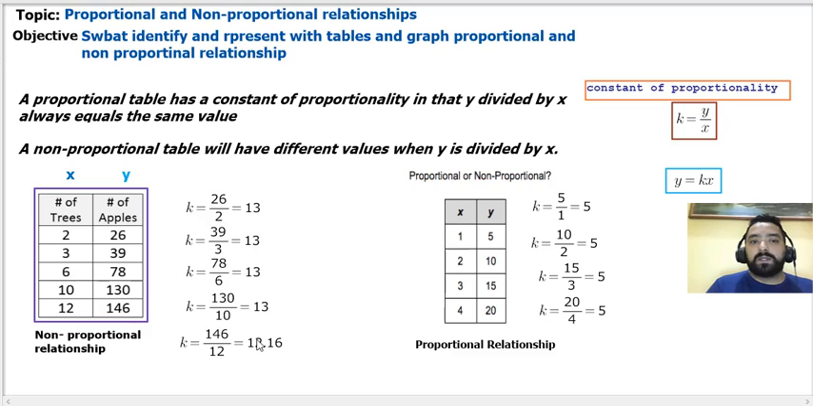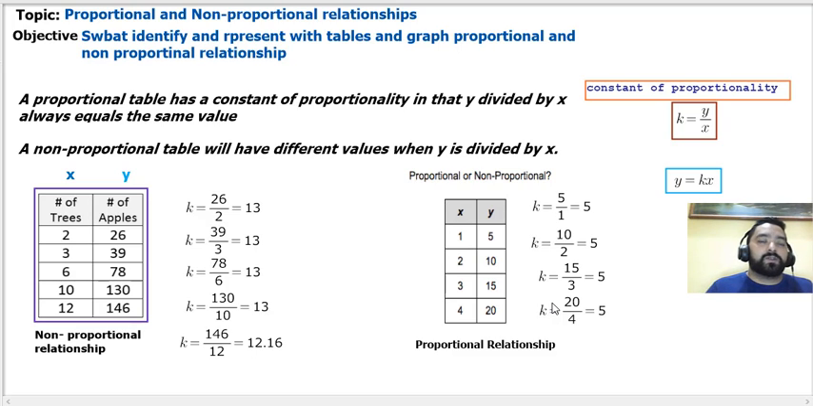So that means that this table is a non-proportional relationship, because remember the definition: when you divide y over x, or use the constant of proportionality, it needs to be the same value. And in this case, in the last part, we have a different value. For this other one, when you divide every value, you always get 5. So the constant of proportionality in this case is 5, and this table is a proportional relationship.